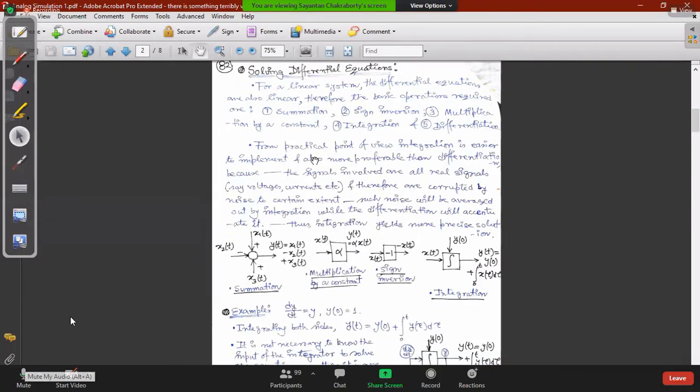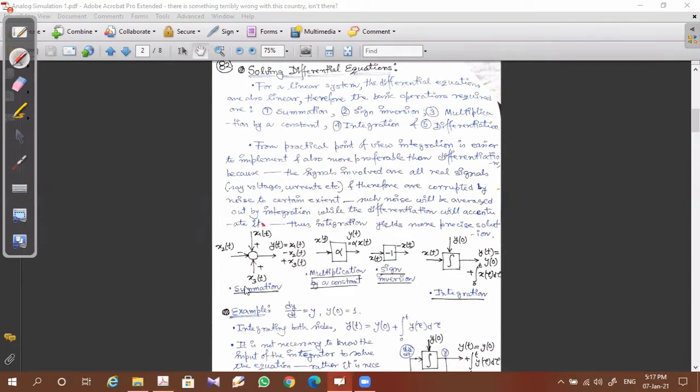Yes, sir. Okay. So to solve the differential equation, we need a few common blocks. One will be like this, a summer or subtractor block. This is a summer or subtractor block that can be easily fabricated using an op-amp. There will be a multiplication by a constant block. These multiplication blocks will be required.